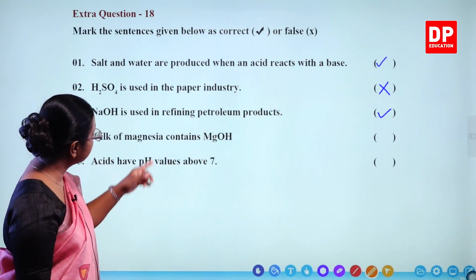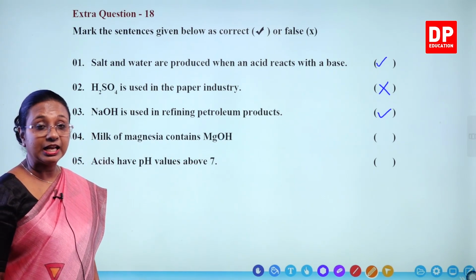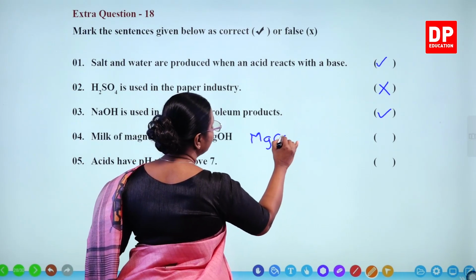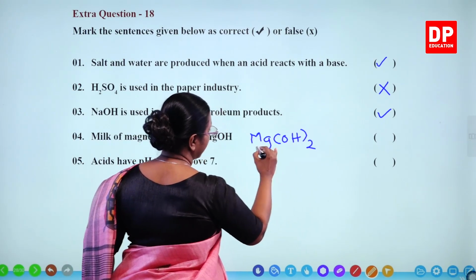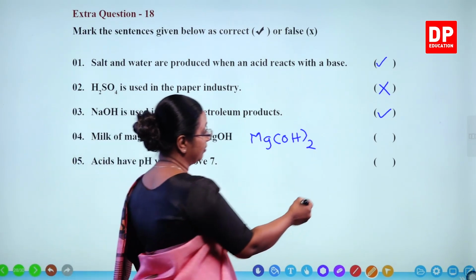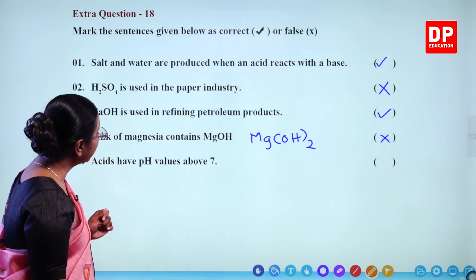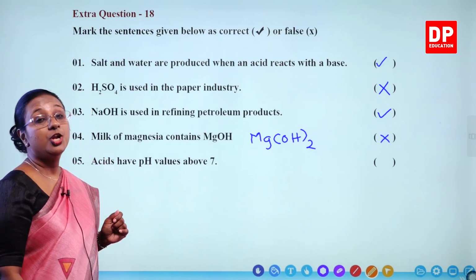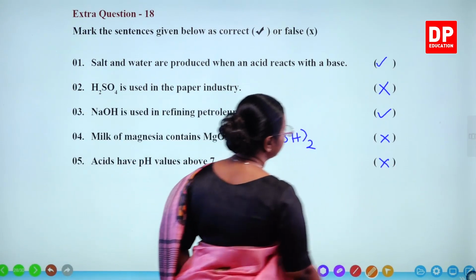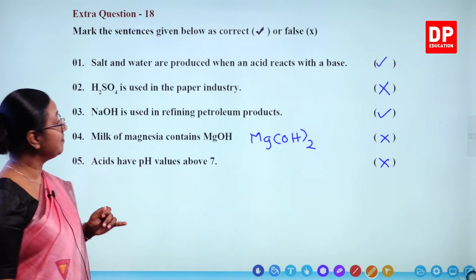Milk of magnesia contains MgOH. Is that correct? No, it has to be Mg(OH) twice, magnesium hydroxide. You all can remember the valencies, you know to write chemical formulae. So this is false. And acids have pH values above 7. No, they have pH values below 7. So that is also wrong. So I am sure you were able to get them correctly.